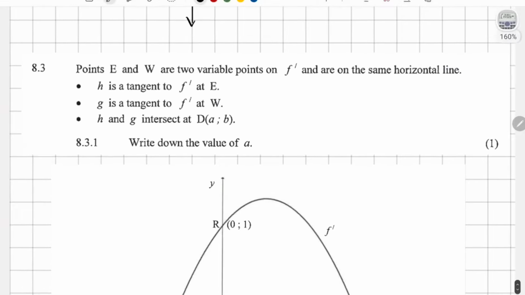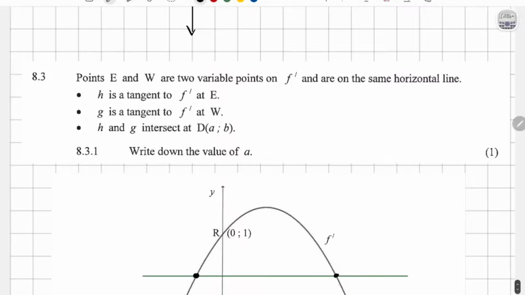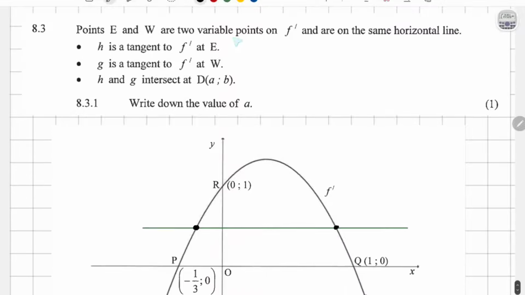Okay, and then they say that these points E and W are 2 variable points on f prime and are on the same horizontal line. Okay, so there is some sort of horizontal line. Let's just say it's here. And we have these 2 points on the same horizontal line. Okay. And of course, they are on F. They did tell us that they're points on F and they're on the horizontal line. So this is E and this is W.